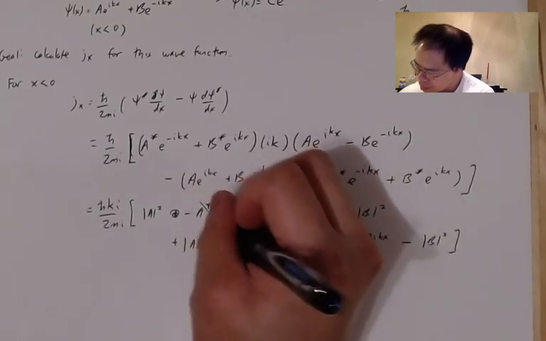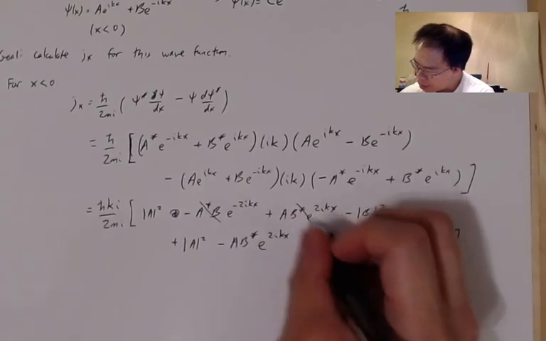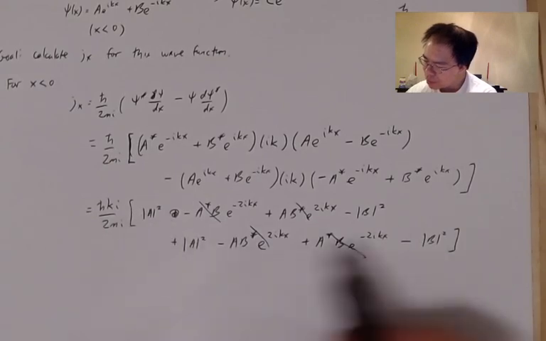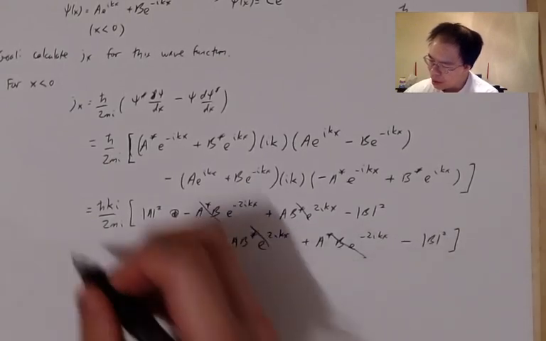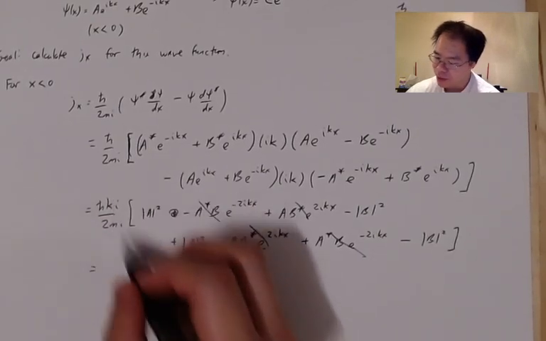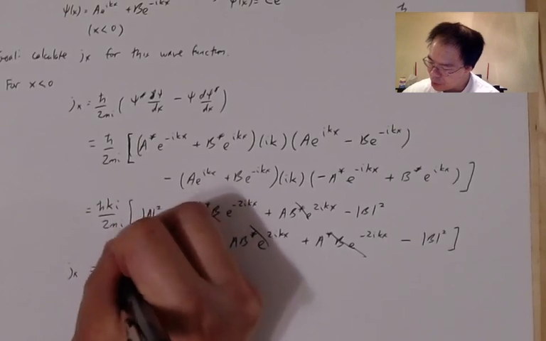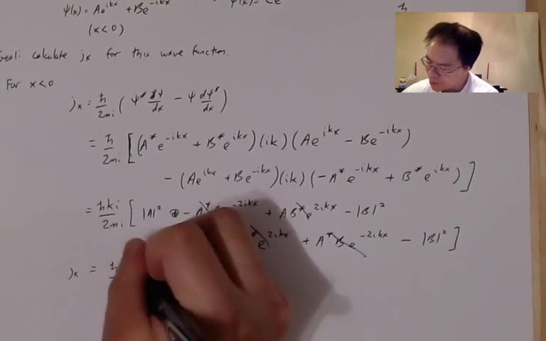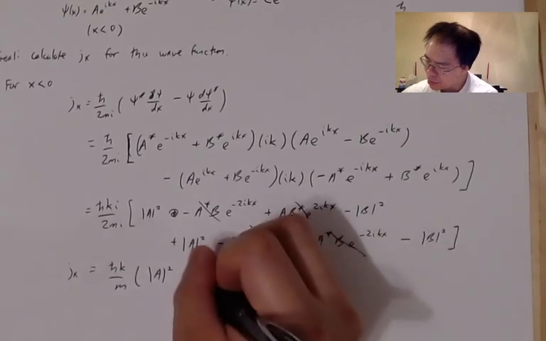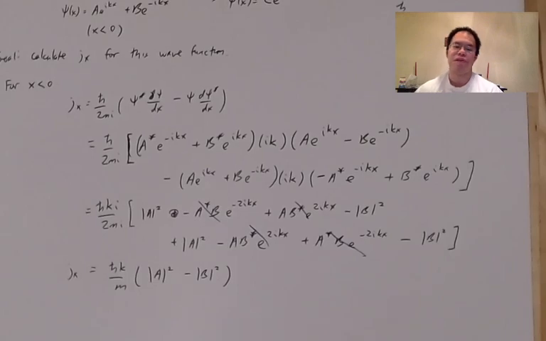So this term cancels with that one here, and then these two terms cancel. Notice I have two of the non-cross terms. So this actually simplifies nicely. So I can cancel a factor of 2. My i's go away. So I have jx equals h bar k over m times a modulus squared minus b modulus squared.